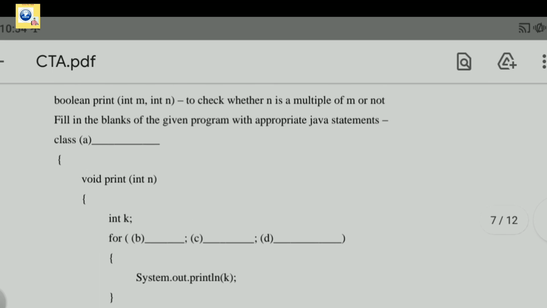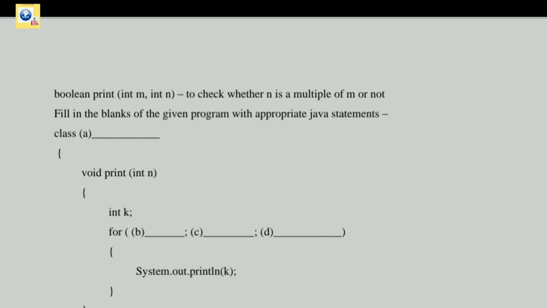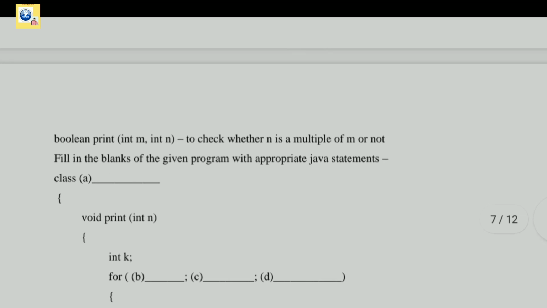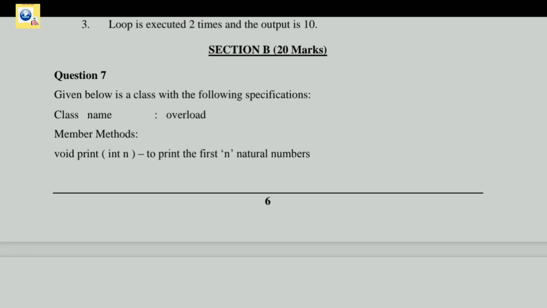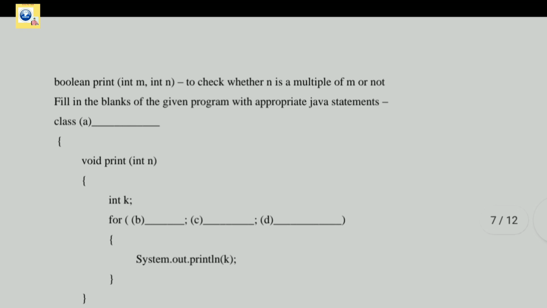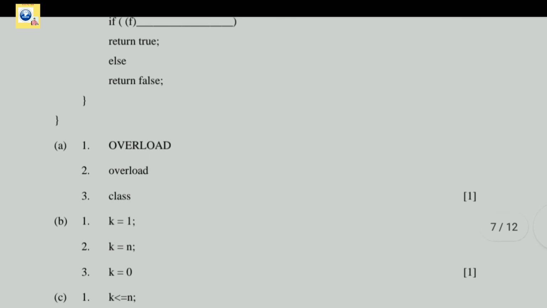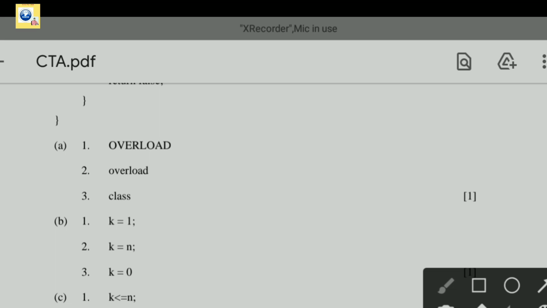Let's go to question B. Here we have void print(int n, int k) and it is asking for a for loop we have to run in print. So let us go to print the first n natural numbers. For printing the first n natural numbers, we start with the variable int k, so we will initialize it first. Let's see the options for B: k equal to 1, k equal to n, k equal to 0. We will go with k equal to 1. We will begin with 1.